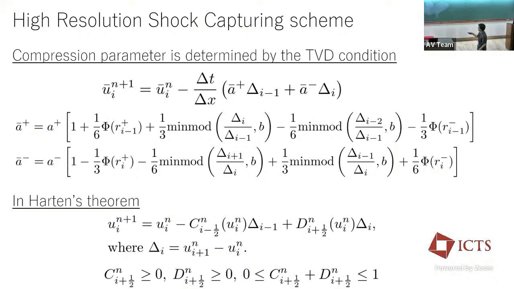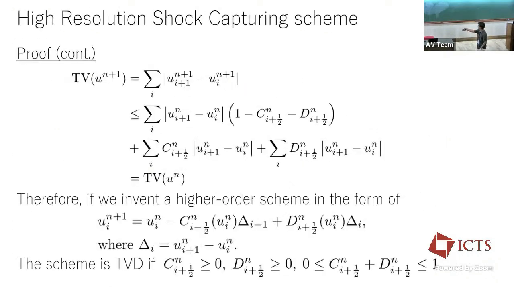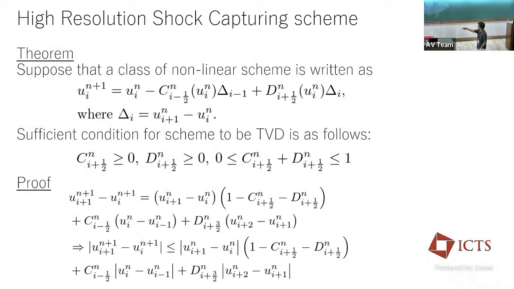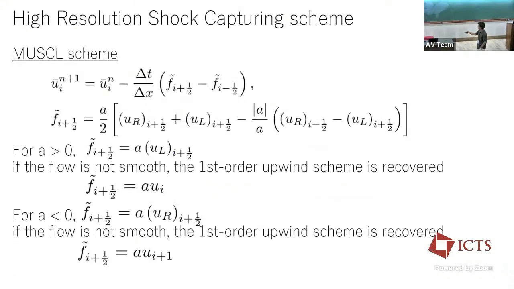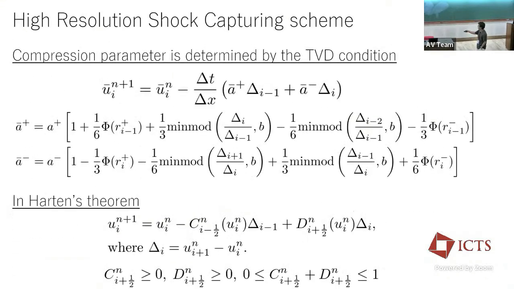A bar plus is given by this expression and times delta i minus 1, and A bar minus is given by something like this. So in Harten's theorem, I didn't put the name, but Harten's theorem is here. Suppose that the class of the nonlinear scheme is written something like that. This C and D should satisfy this condition, right? So now we can use Harten's theorem because the scheme is reduced to this form, right?